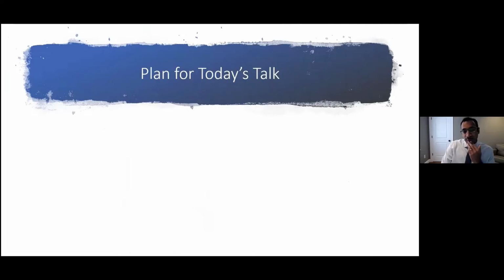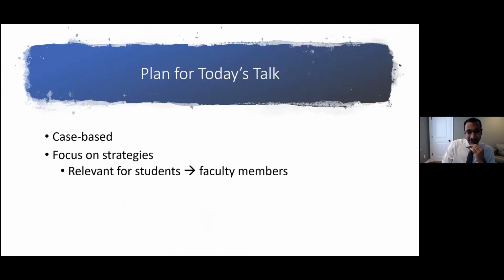And I just want to go over our plan. So we're going to try to keep this case-based. Whenever I teach, I tend to teach in a case-based format. I find it keeps it interactive, keeps us grounded. So we'll do a case and we'll walk through this case through the next 40 minutes or so. And my strategy here is to focus on strategies. So we're going to outline 7 different strategies together.